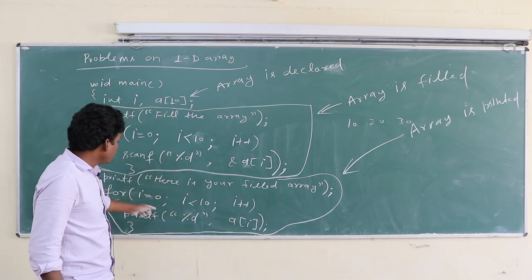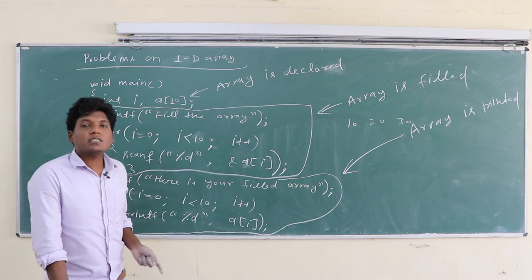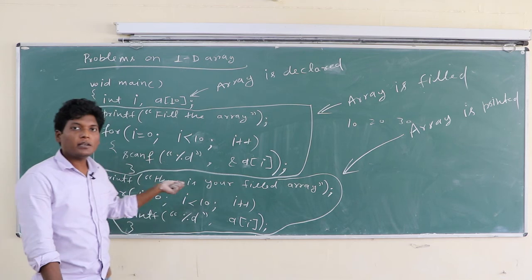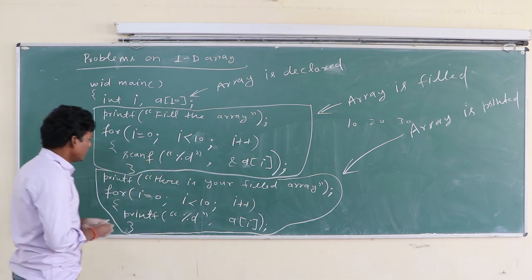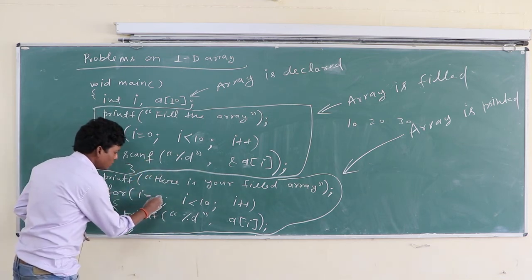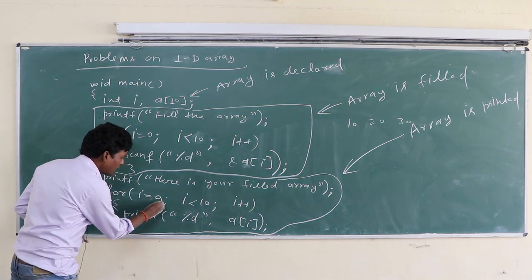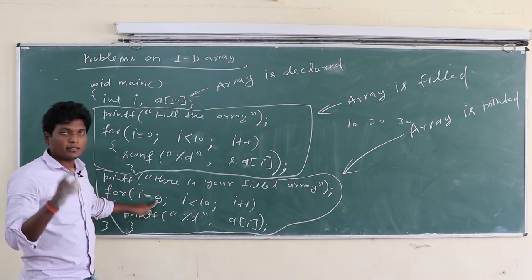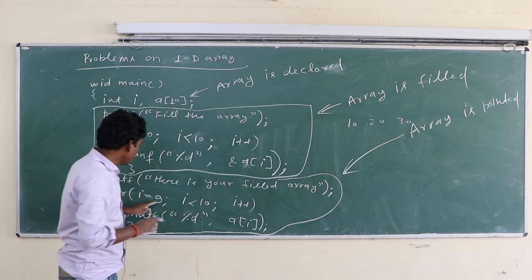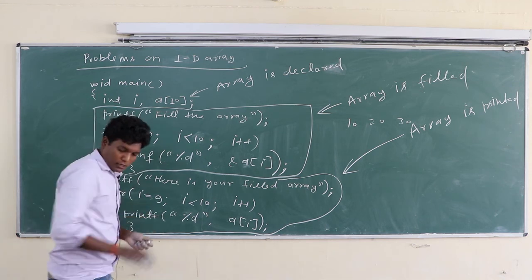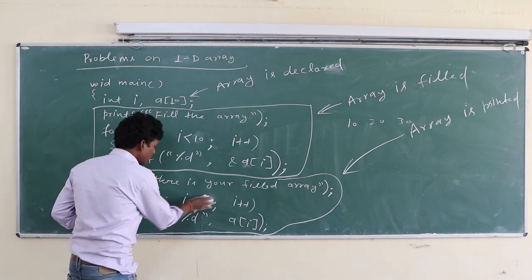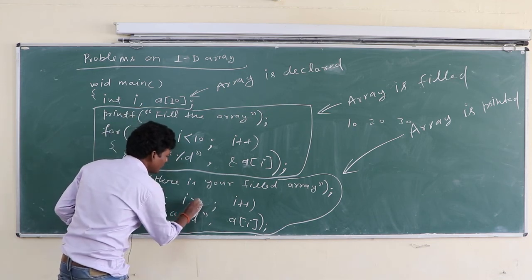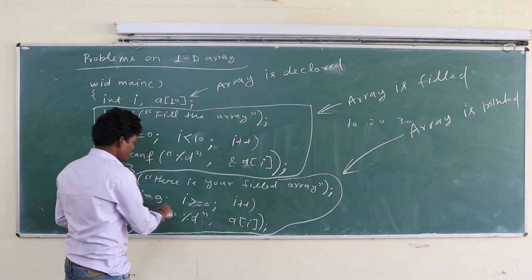Basically this program prints the array elements in right order, but if you want to print in reverse order, then you have to change it. First print the last element. The last element is a of 9, that is the 10th element. So in place of 0, you write 9, and i is greater than or equal to 0.